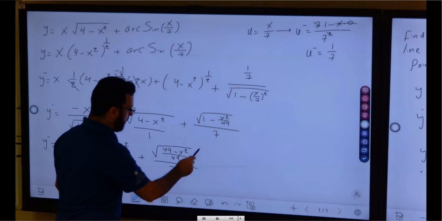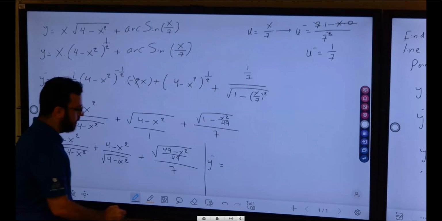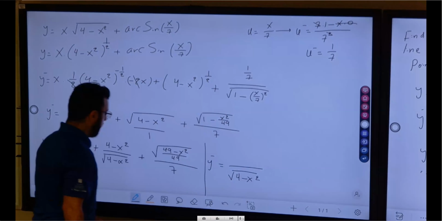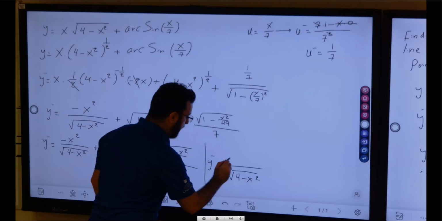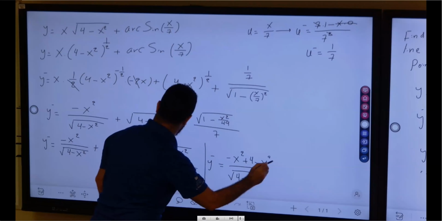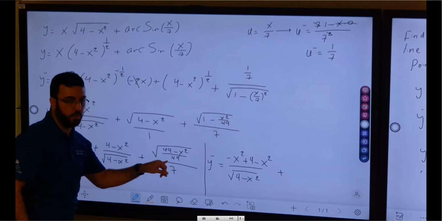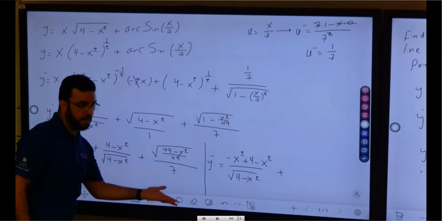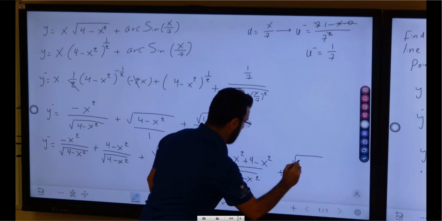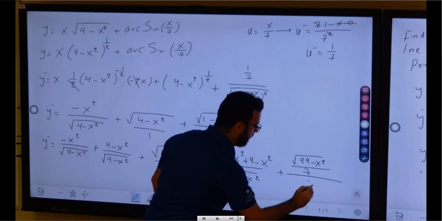Now let's check. Y prime is going to be equal. Combine these together. There's going to be square root of 4 minus x squared. And on the top is going to be what? Negative x squared plus 4 minus x squared. Plus, can I get the 49 from the root? So it's going to be 7. That means it's going to be square root of 49 minus x squared over 7 and everything over 7.